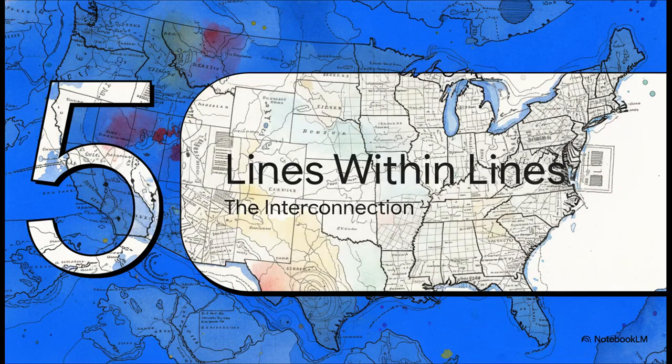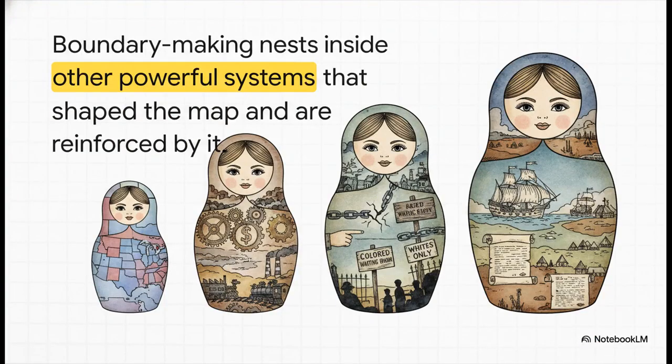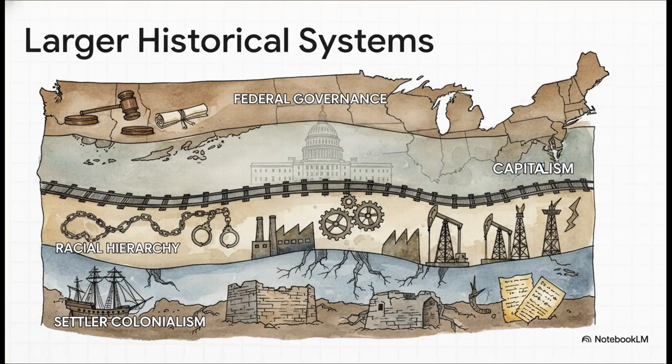But the story doesn't quite end there. That foundation, that hardened cement, it doesn't exist in a bubble. The whole system of making borders is itself nested inside other, even bigger historical systems that shaped America. These lines on the map, they both reflect those powerful forces and, in turn, reinforce them. You can think of it like a set of those Russian nesting dolls. The process of drawing state lines is one doll, but it sits right inside these bigger ones, the core ideas and structures that really defined the nation's development. So what are those bigger dolls?